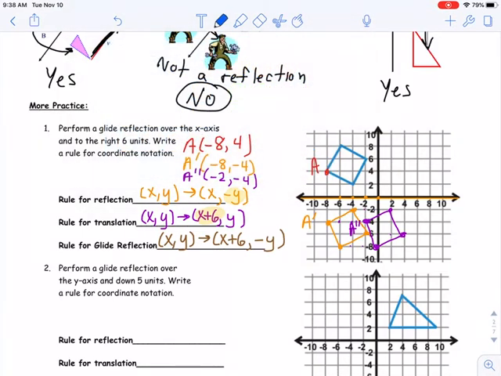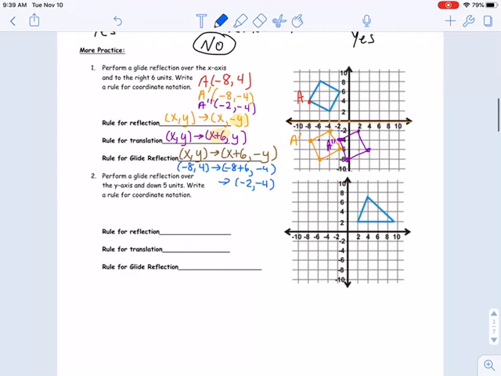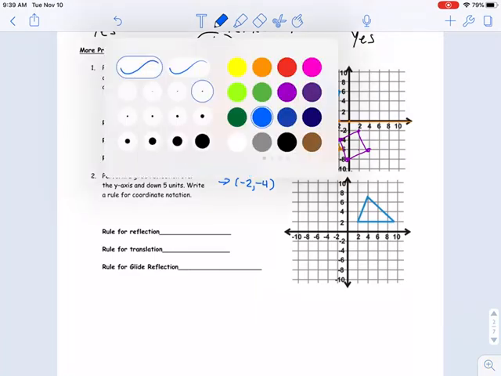And in fact, notice how if we plug in A here, if we plug in -8, 4, and we go -8 plus 6, -4, we spit out A double prime, which was -2, -4. So plugging a point into this glide reflection rule gives us our final point. Pretty neat. All right, let's knock out one more, and then we'll call it a video, and we'll pick up in another video.